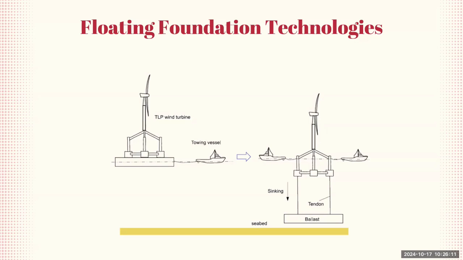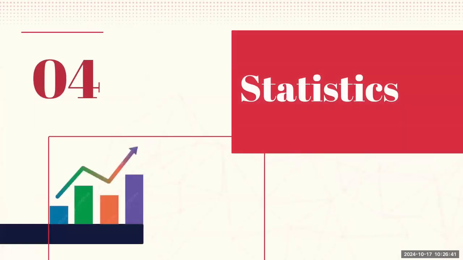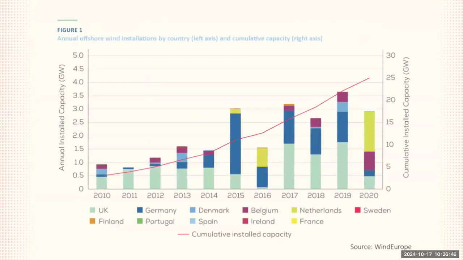So the platform is connected to the tendons, which are long tension cables that anchor the turbine to the seabed. As the platform sinks slightly due to the ballast and the tension in the tendons increases, the structure becomes stable. The tension in the tendons holds the turbine firmly in place, preventing it from moving up or down with the waves. So this method allows for stable installation even in deeper waters, where the traditional foundations like monopiles and jackets are impractical.